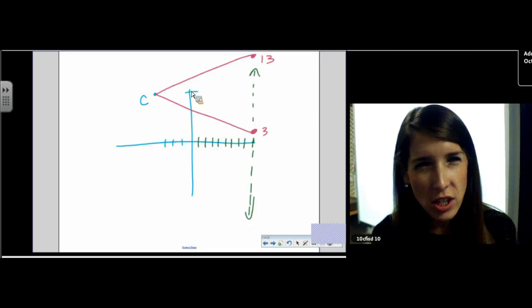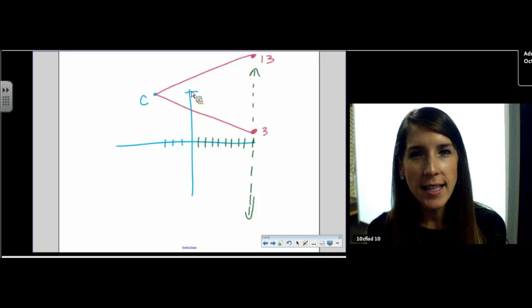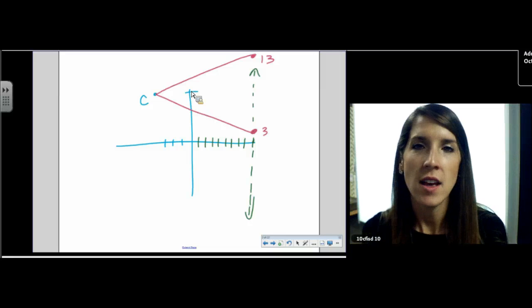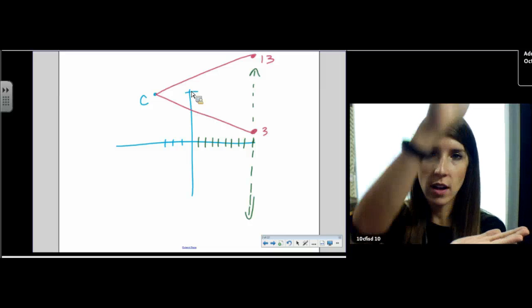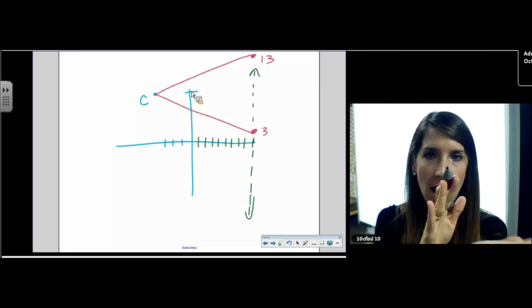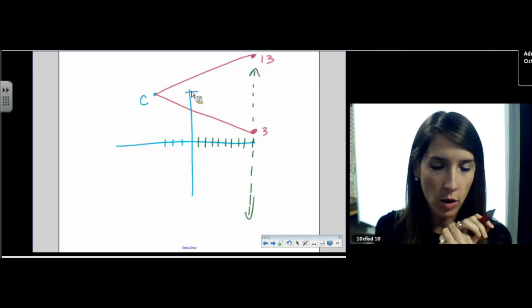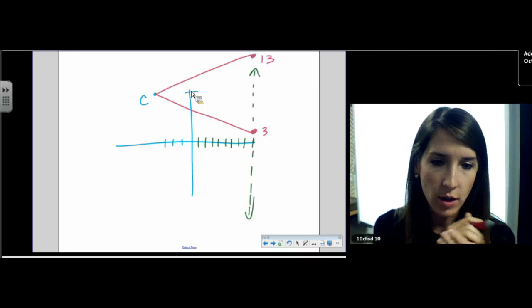Do you see why there's two answers? The other endpoint lies somewhere on the dotted line, and to travel a distance of 13, you can head up this way or head down this way. You can go below or above. So that is why there are two y answers.